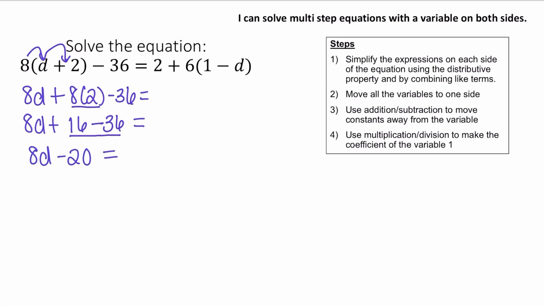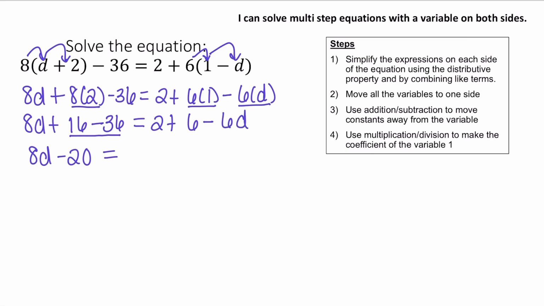Now let's work with the right side. So I have this 6 here that needs to be distributed. So I have 2 plus 6 times 1 minus 6 times d. So that's going to give me 2 plus 6 times 1 is 6, minus 6 times d is 6d. So now let's combine these like terms that we have. I have 2 plus 6, which is 8. So I have 8 minus 6d.